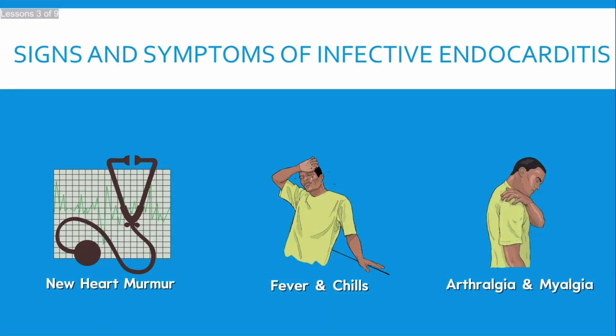Arthralgia and myalgia. Although the pathogenesis of musculoskeletal symptoms is not well understood, several mechanisms have been postulated, such as circulating immune complexes and deposition of septic emboli. It is important to note the classic presentation of infective endocarditis is a patient presenting with a new murmur accompanied with a fever.